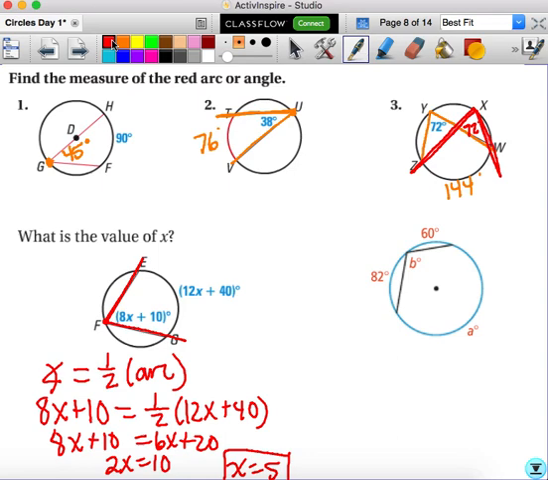From here, we're trying to find A and B. So remember, we still know that all the way around is a full 360 degrees. So if I take 360 minus 60 minus 82, I know that this arc, arc A, is 218 degrees. And this angle, whose vertex is sitting on the circle, is always half of that arc. So if I take half of that, B is 109. Again, guys, our measures here are all hinging on where is our vertex.